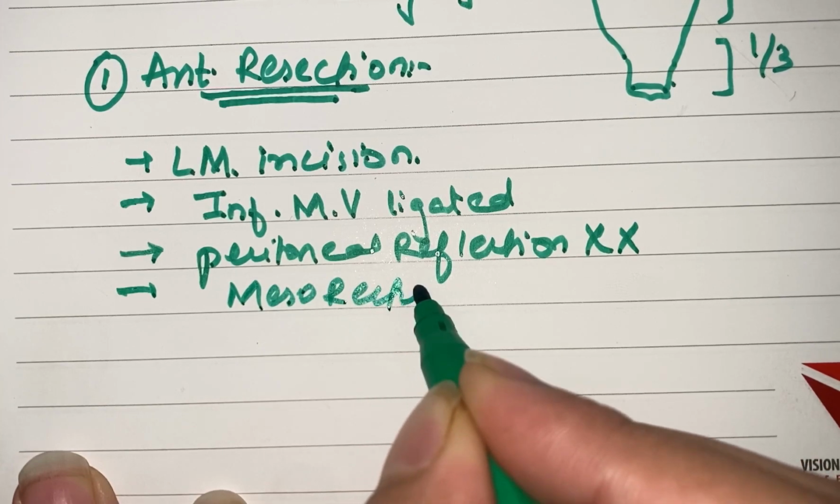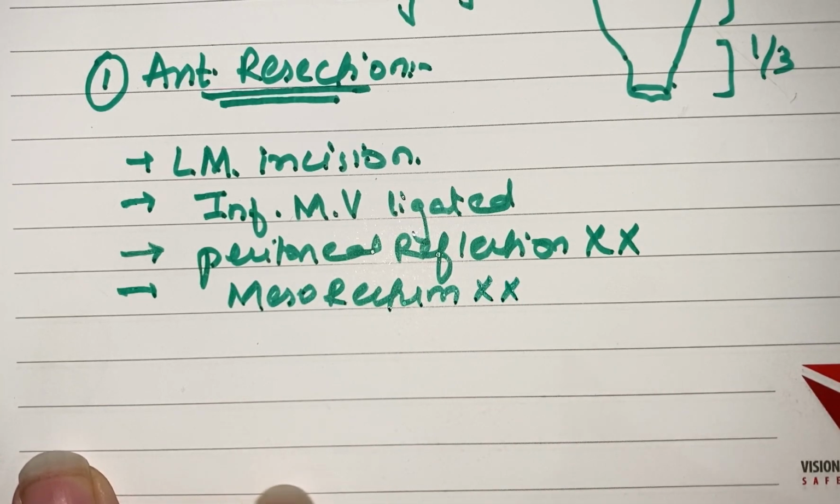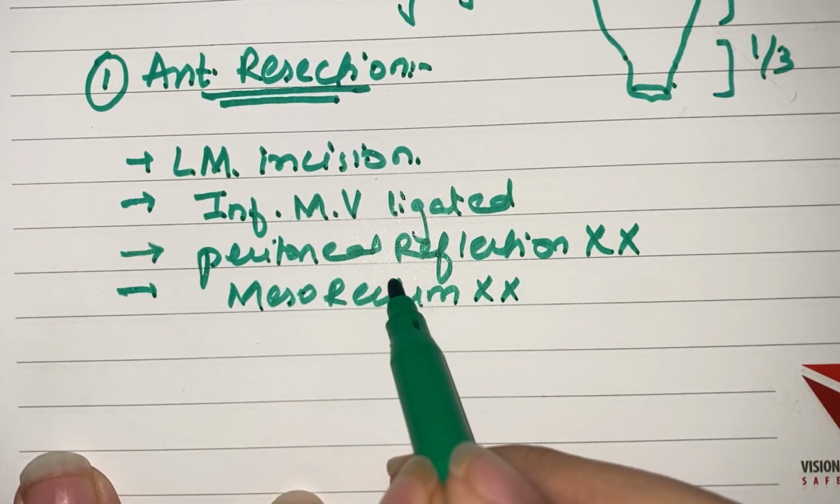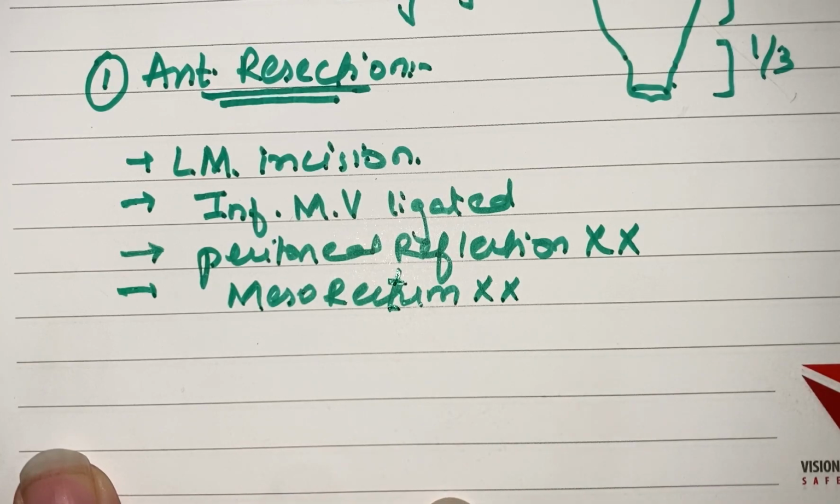So the mesorectum is then cut. After this, the rectum is fully mobilized, available for us to operate on. Now, why have we cut the mesorectum, and there is a procedure to cut the mesorectum too.